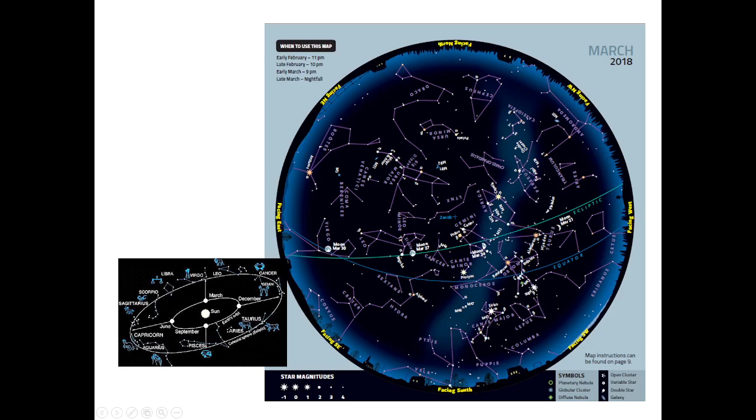What's directly overhead now? Cancer, Gemini, but that's 9 p.m., 10 p.m. at night. In February, this is at 11 o'clock at night. Virgo is coming up over the horizon. And what's setting? Taurus, right? Aries. These were, and even Orion is now in the southwest part of the sky. So these constellations are moving from our vantage point. In actuality, we're doing the moving.